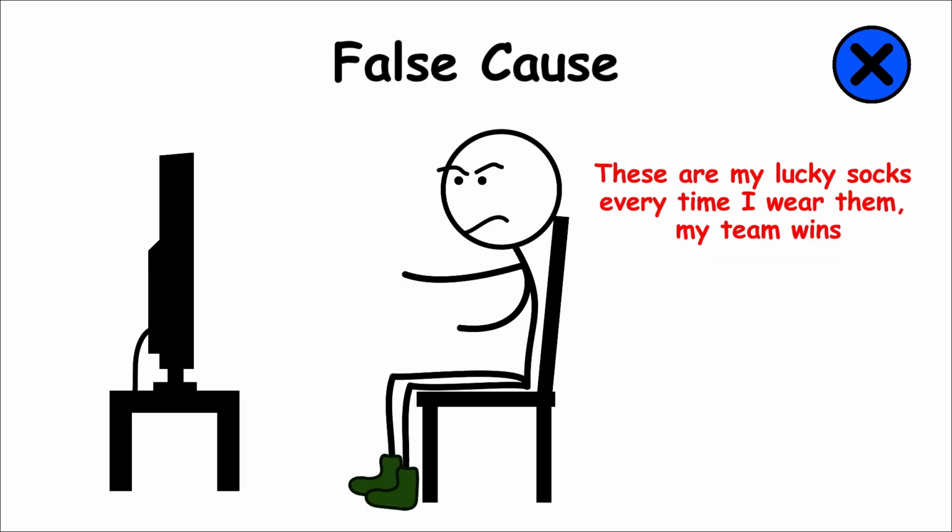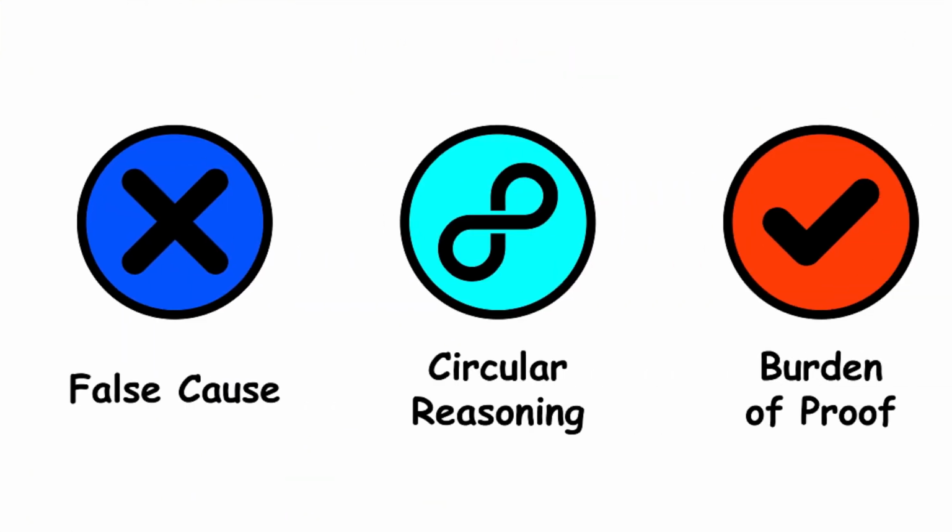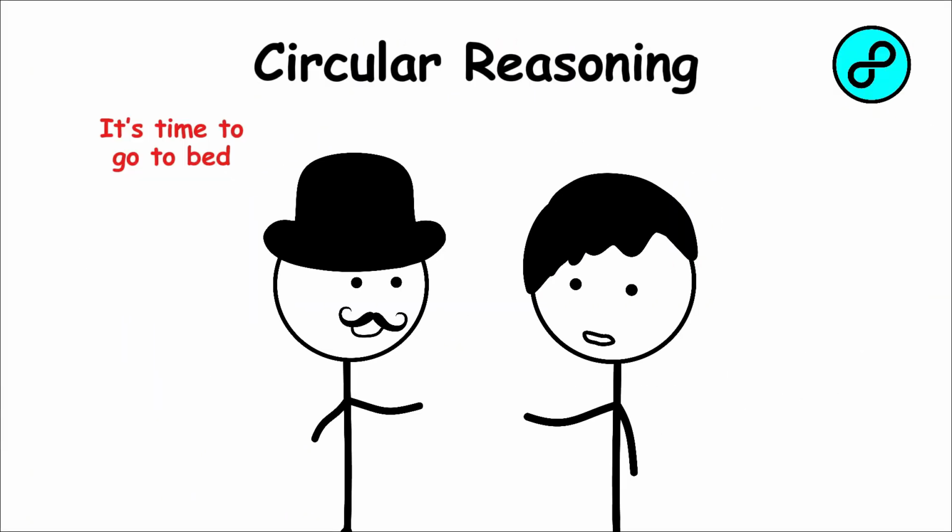False cause. It's when you think one thing caused another thing just because they happened around the same time, but they're actually not connected. For example, if you wear your lucky socks and your team wins a game, it doesn't mean your socks caused the win. Circular reasoning. This occurs when the evidence offered to support a claim is just a repetition of the claim itself.